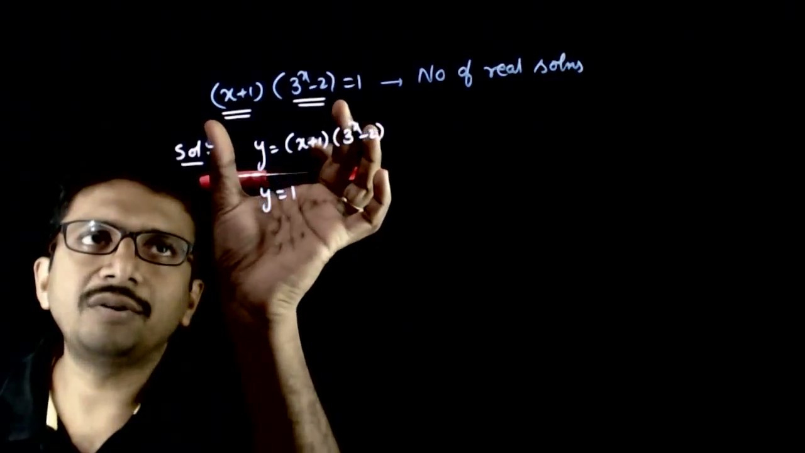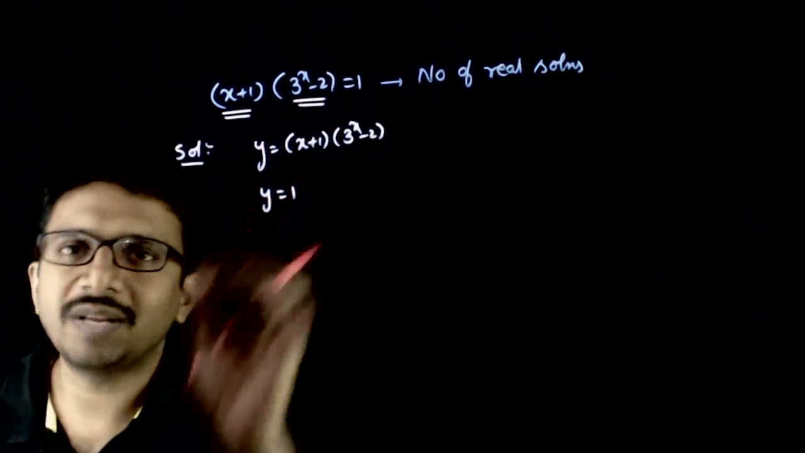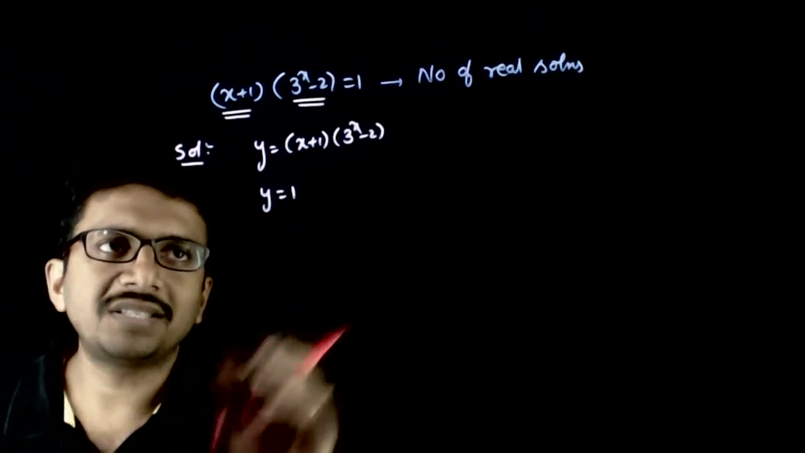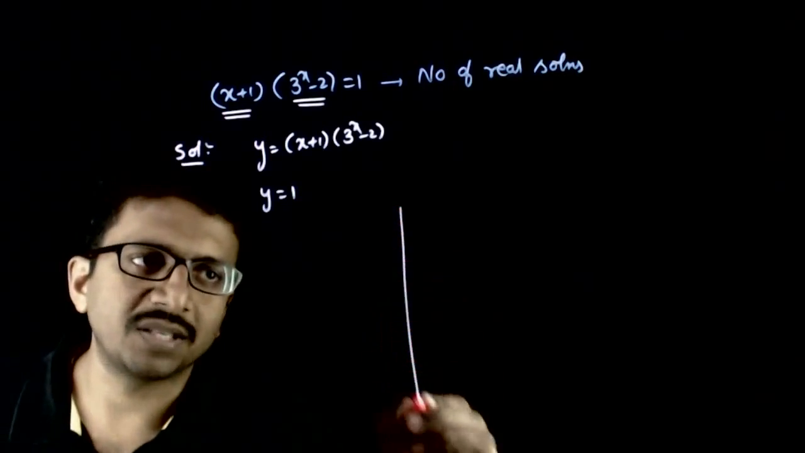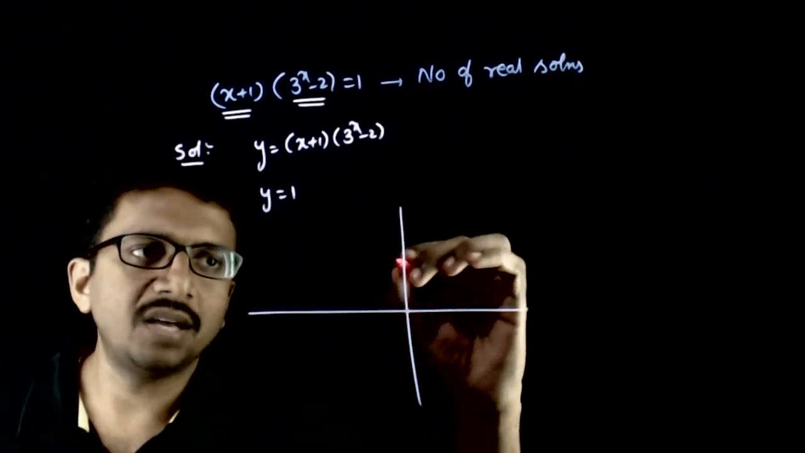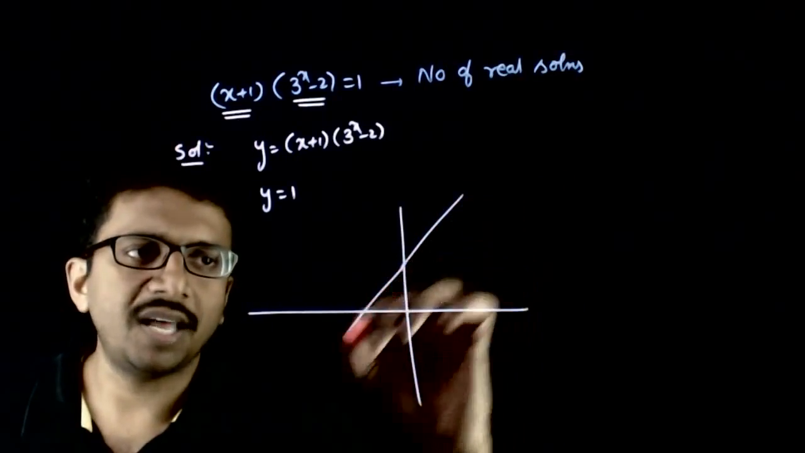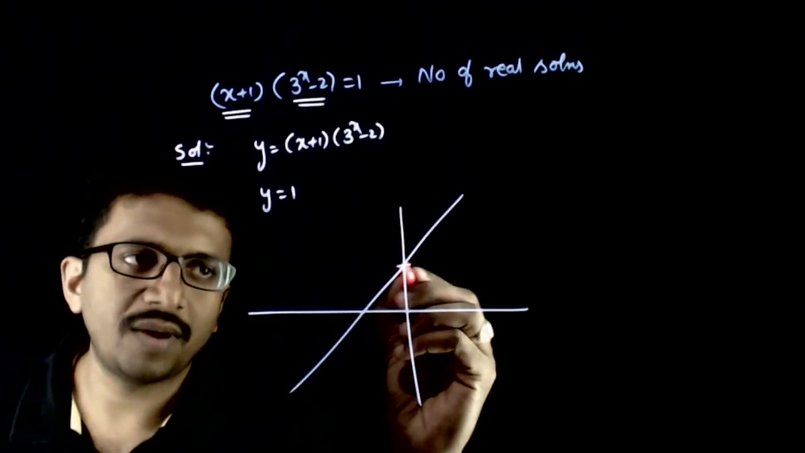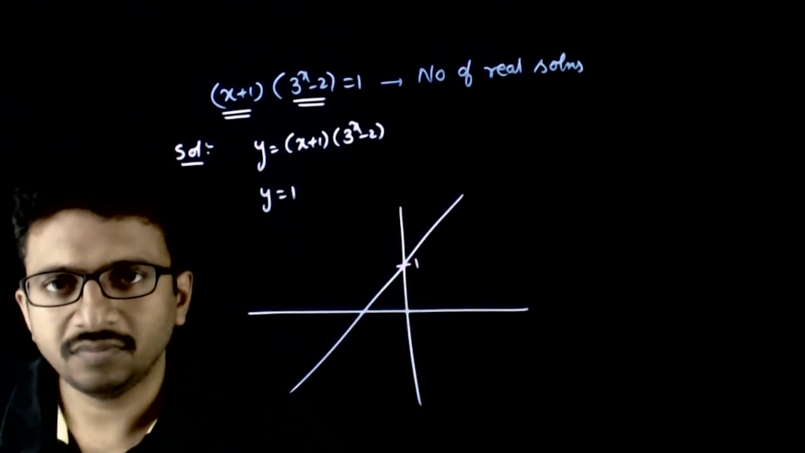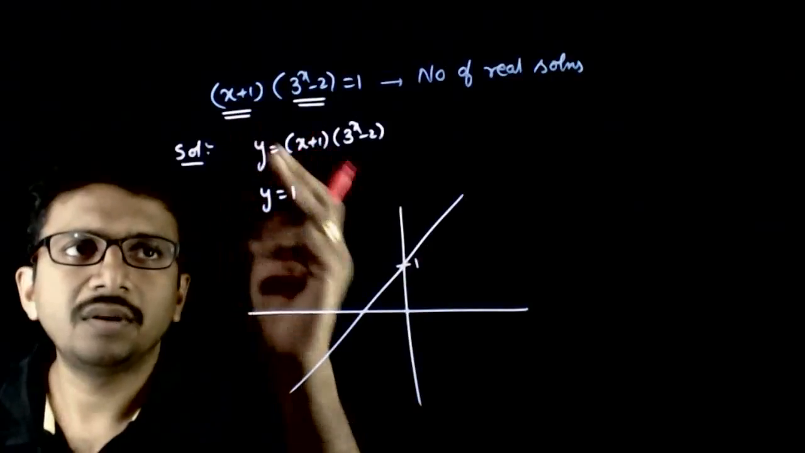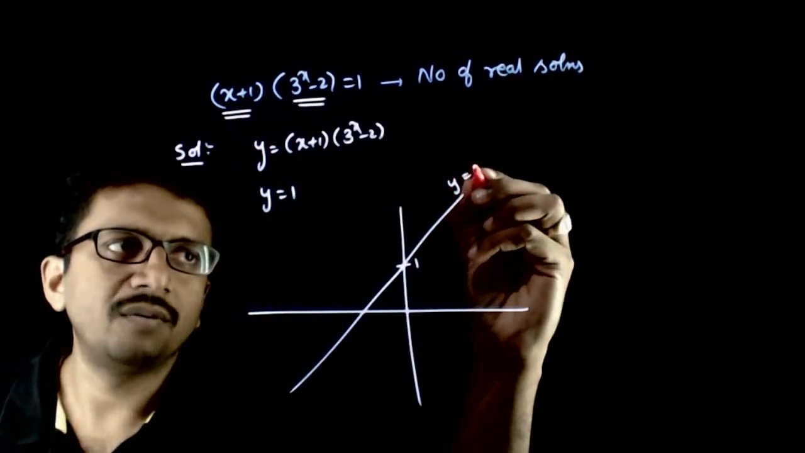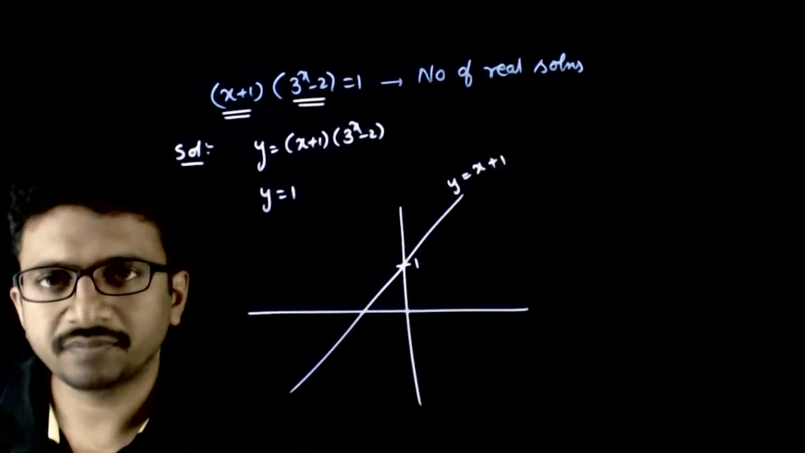Now to draw the graph of y = (x + 1) · 3^x − 2, I'll do it in two stages. First I'll draw the graph of y = x + 1. This is a straight line going at an angle of 45 degrees with y-intercept as 1, because when x is equal to 0, y is equal to 1. This is the graph of y = x + 1.